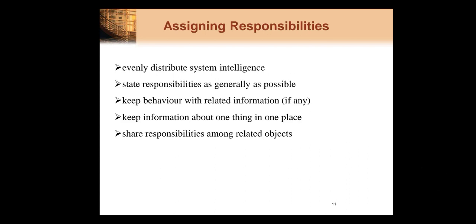Once you have identified the responsibility, that means the function that your object is performing, the next thing is assigning the responsibilities between the different objects of your class. So evenly distribute system intelligence between these class objects. State responsibilities as generally as possible. Then keep behavior with the related information, if possible, between the classes.